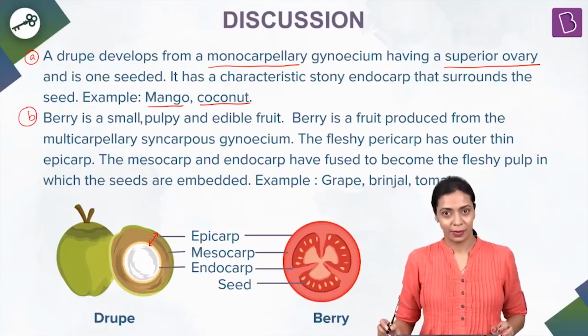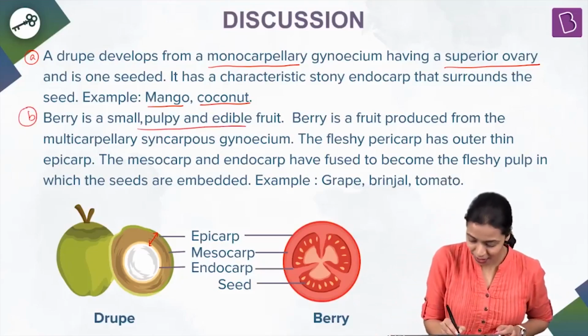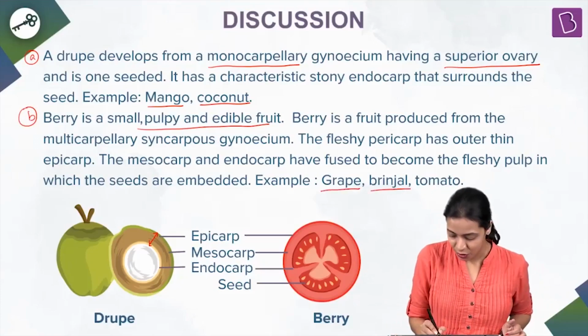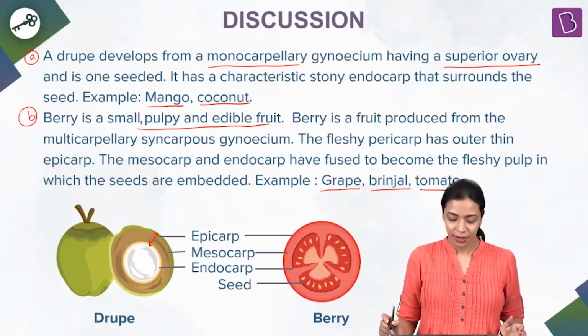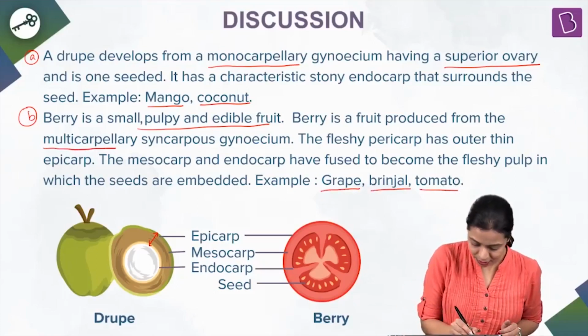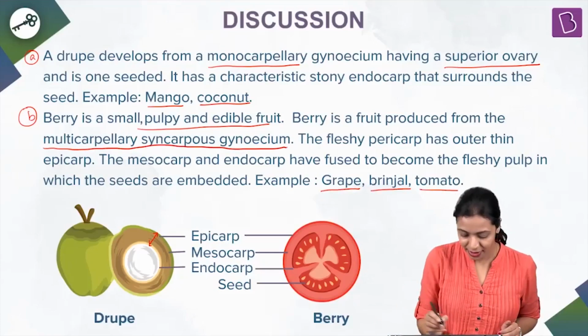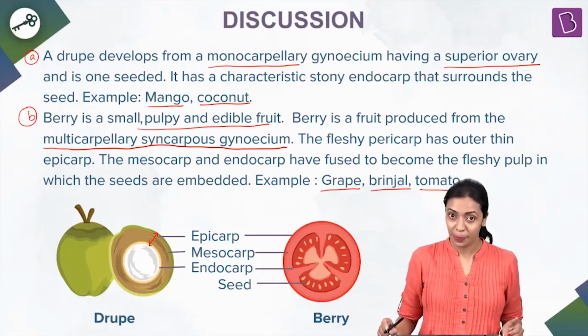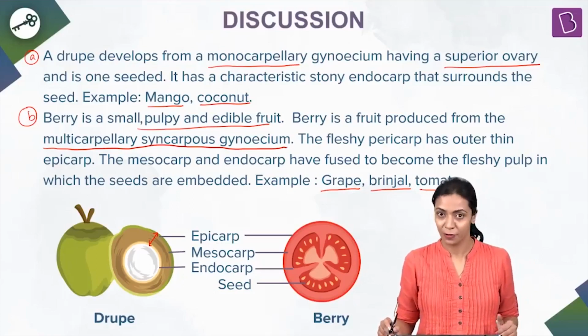Berry is also an edible fruit that is small and pulpy. Examples for berry include grapes, brinjal and tomato. Here, the fruit is produced from a flower that is multicarpellary and syncarpous, which means that the gynoecium has multiple carpels and the multiple carpels are fused.